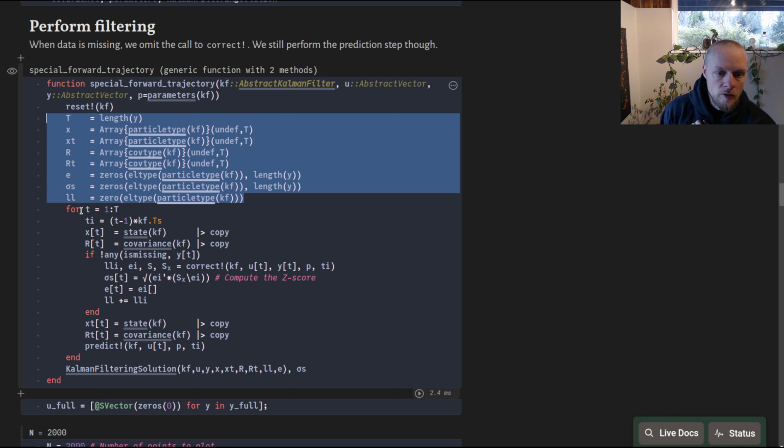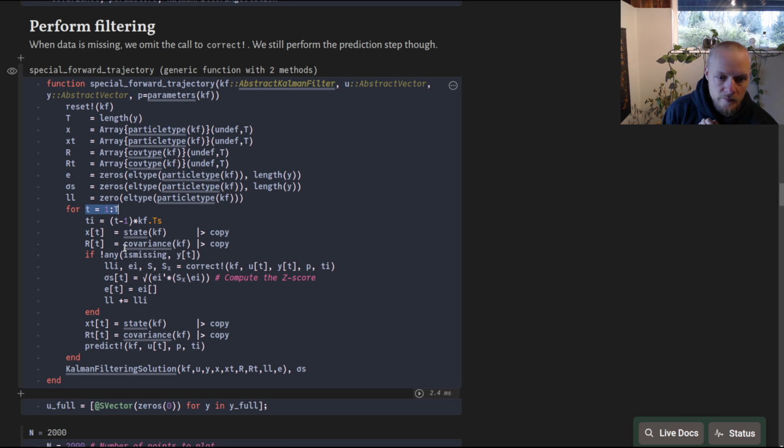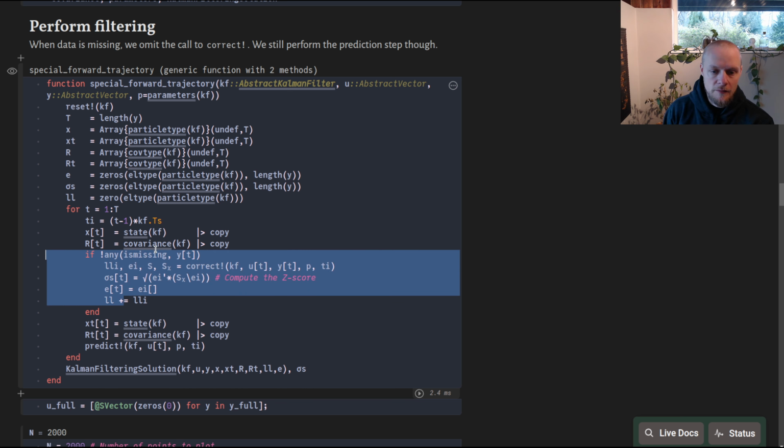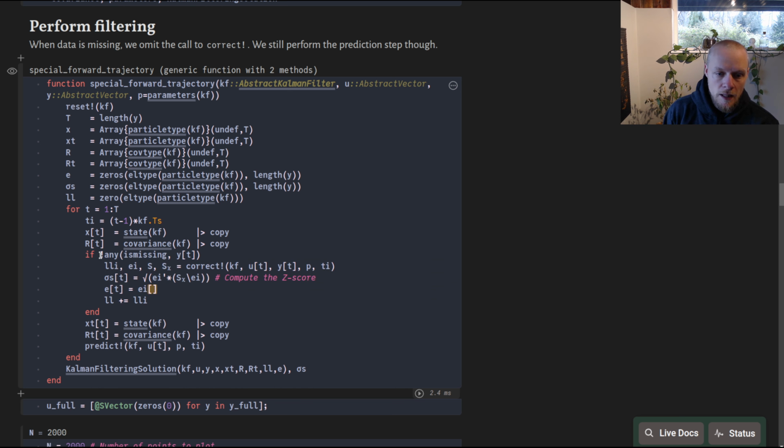And then I loop over all the time points in the data. And if there is any missing entry in the measurement, so if the measurement is missing, then I avoid doing the correction step because I don't have any measurement to correct with. But if there is nothing missing, then I call the correction step of the Kalman filter, and I compute the Z score.